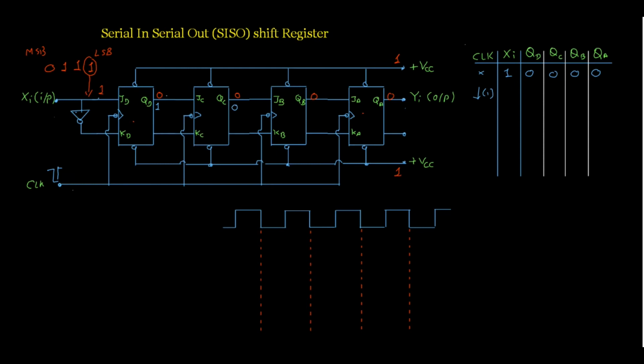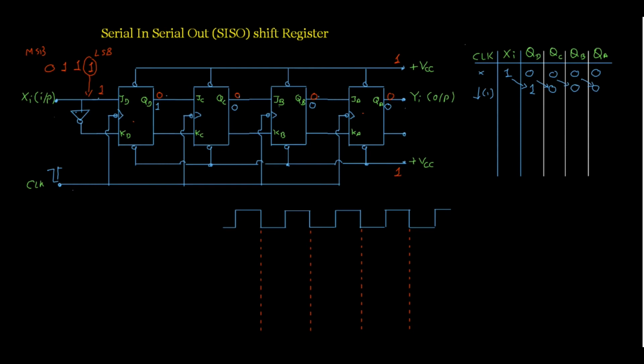Here the input of the B flip-flop is also a 0, so this is going to be a 0 here. The input of the A flip-flop is 0, so this will also be a 0. So after applying the first clock pulse, what will happen? This input is transferred to the D flip-flop and becomes high, and the rest remain 0. Here this 0 is transferred to the C flip-flop, this 0 is transferred to B, and this is transferred to the A flip-flop.